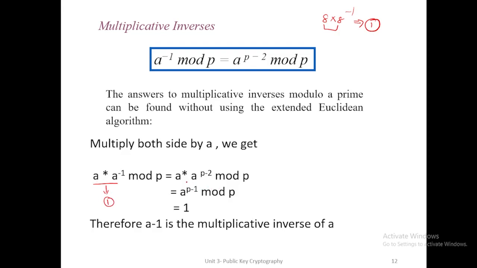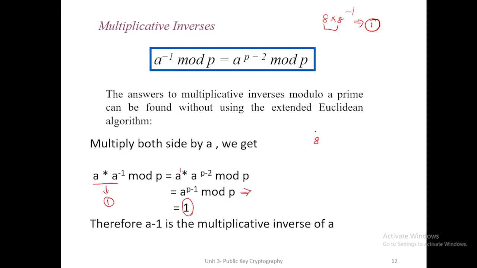If you consider the RHS part, it is a^1 × a^(p-2), so we can sum up the power values. p minus 2 plus 1 is p minus 1. By applying version 1 of Fermat's theorem, a^(p-1) mod p is 1. So if you want to find the inverse of a particular value, we can apply these concepts.